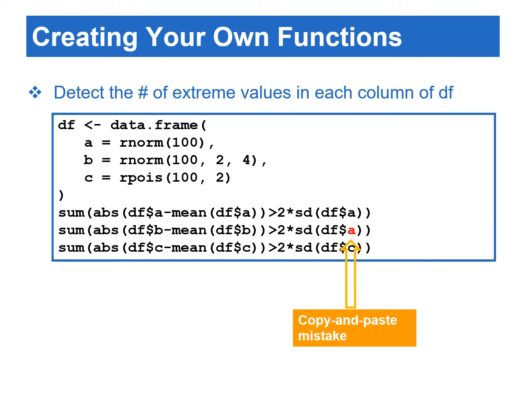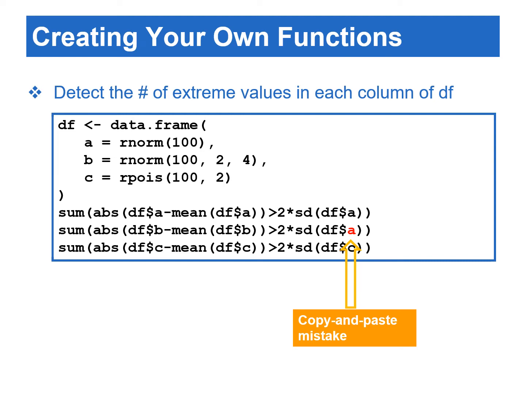Suppose we would like to detect the number of extreme values in each column of a given data frame. The extreme values are defined as the ones, with the distance from its mean, that are greater than, or less than 2 times its standard deviation. In this program, each command for detecting the extreme values is almost identical, except for the name of the variable.